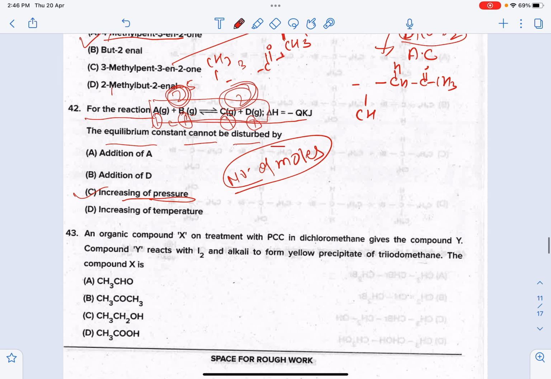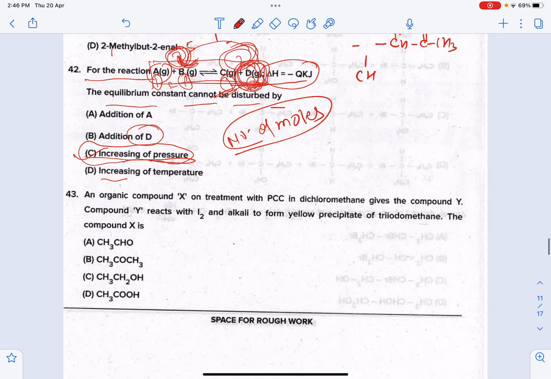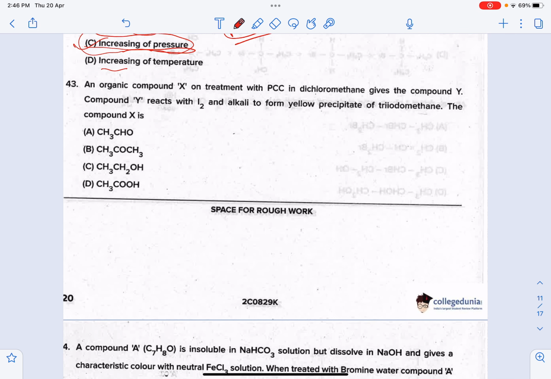Now, increasing temperature: as you know, this is an exothermic process. If we increase the temperature, the reaction will shift backward. When we increase the concentration of A, the reaction will shift toward the forward reaction. If the concentration of D increases, the reaction shifts toward the backward reaction. That means if we increase the pressure, there will be no effect on this reaction because the number of moles are equal. Next question: an organic compound X on treatment with PCC in dichloromethane.